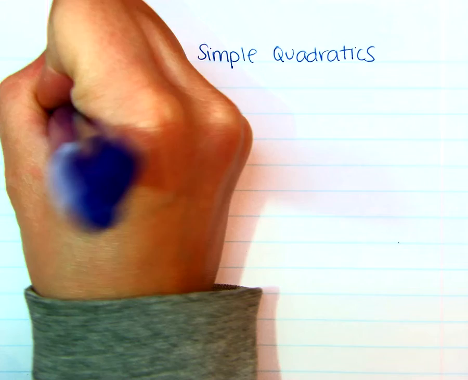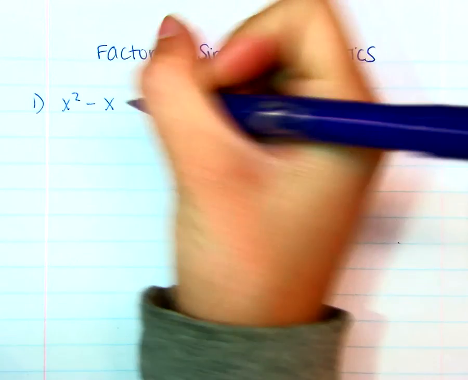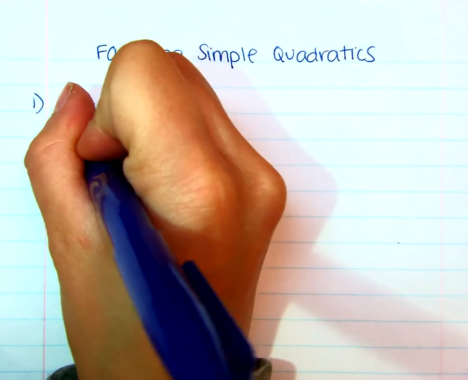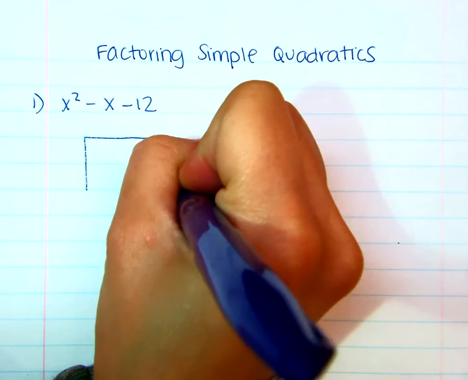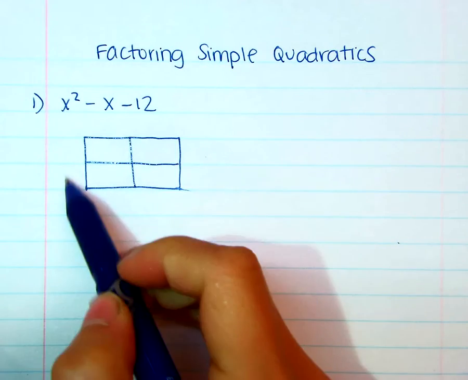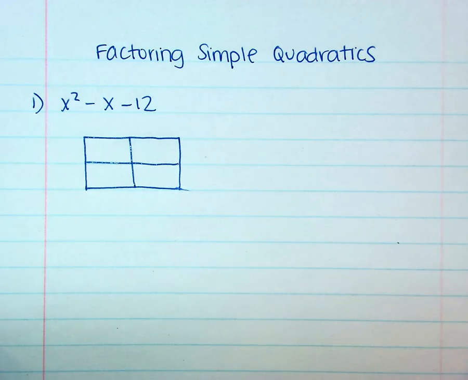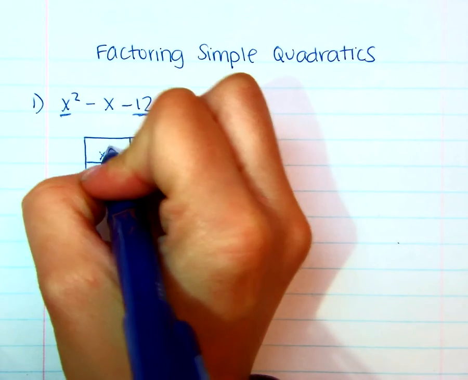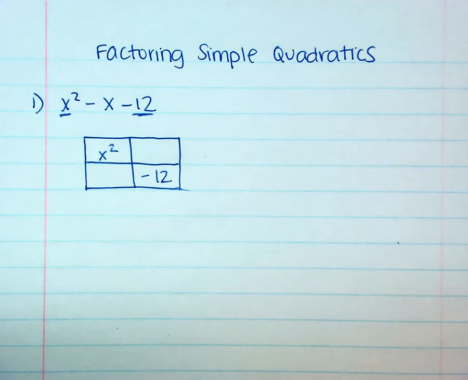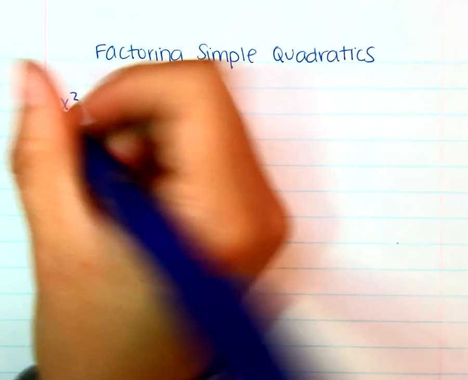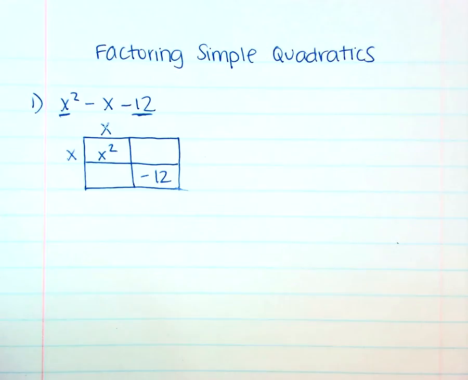It's going to be x squared minus x minus 12. Okay. If we set up our box method, instead of filling out the outside and working in, we're going to start with the inside. So I know that my x squared and my negative 12 are going to go in these 2 boxes. Now, I'm not entirely sure what's going to go here, but I know that this is going to be x and this is going to be x.